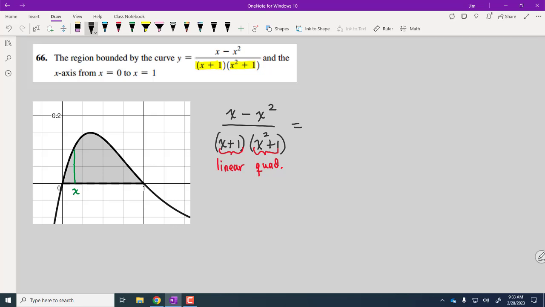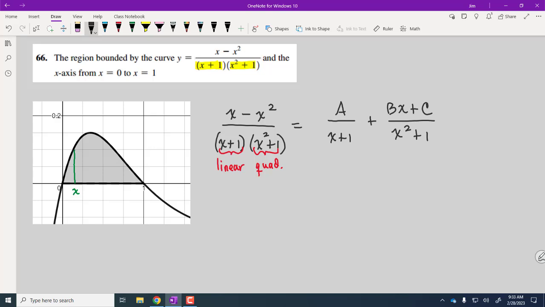The way we set up our PFD is that we are going to put a constant over any linear factor. And we're going to put a linear expression over any quadratic factor. So those are our two basic rules for PFD. Linear denominator, constant numerator. Quadratic denominator, linear numerator.